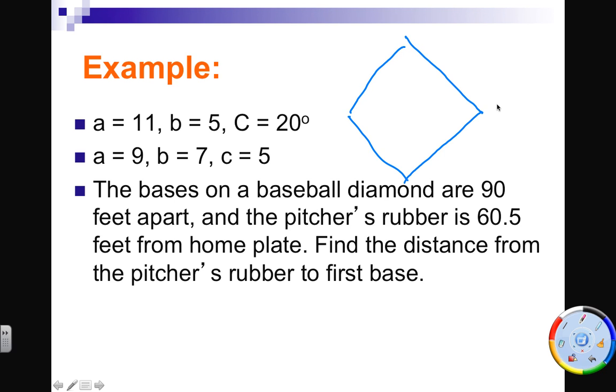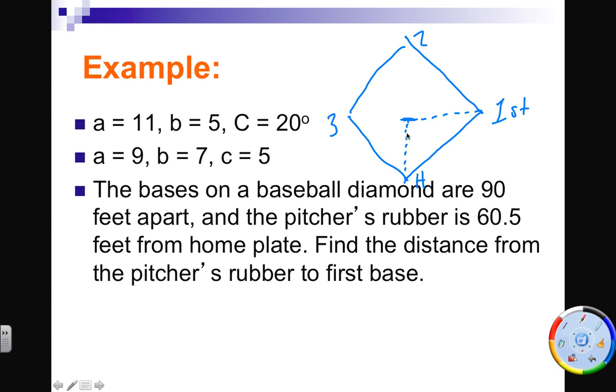That's an ugly diamond. But here's first base. Here's home. Here's second. Here's third. And the pitcher's mound, or the pitcher's rubber, is where they stand, is right in here. And some people think that this is a right triangle. It's not. This is not a right triangle.